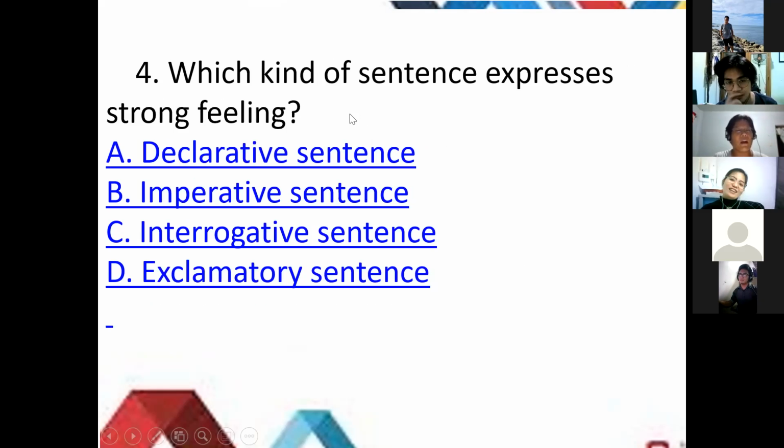Correct. Okay, so how about this? Which kind of sentence expresses strong feeling, if you would recall? Letter D, sir. Exclamatory sentence, sir. Exclamatory, very good. You're getting the hang of it.